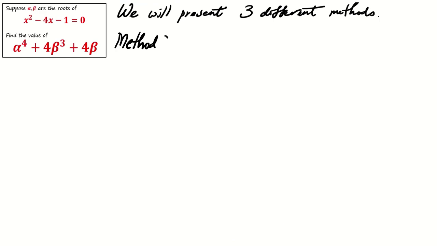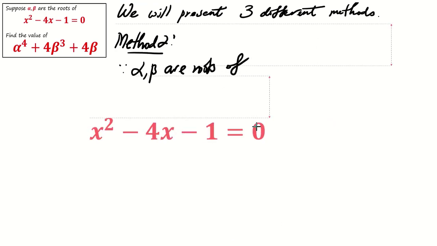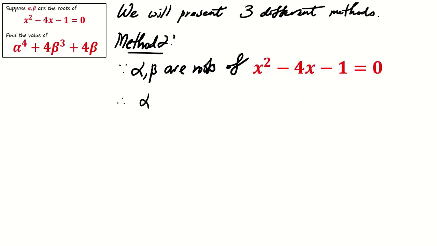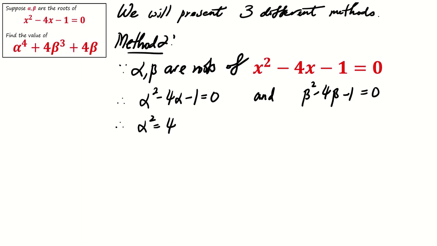Now we proceed to method 2. Since alpha and beta are roots of the equation x squared minus 4x minus 1 equals 0, it means that alpha and beta will satisfy the equation. This means that alpha squared minus 4 alpha minus 1 equals 0, and beta squared minus 4 beta minus 1 equals 0. So from the first equation, we know that alpha squared equals 4 alpha plus 1. And therefore, alpha to the power of 4 equals the square of alpha squared, which equals (4 alpha plus 1) squared.